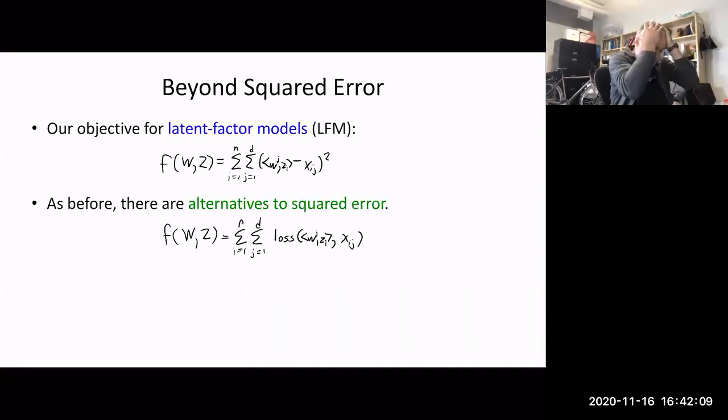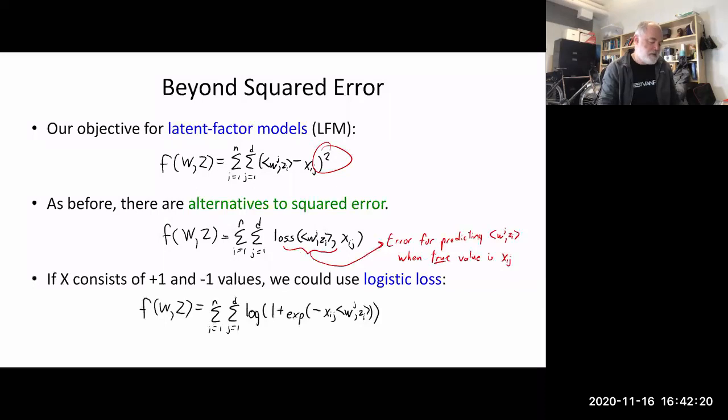okay. So we've got our objective for latent factor models, linear latent factor models in particular. As before, we can replace this loss with all kinds of different things, right? The loss is basically just the error for predicting this inner product, that's our x hat ij, when the true value is xij. So if we have binary data, +1, -1, we could use a logistic loss here, right? If we have count data, we could use a loss based on a Poisson likelihood, so on and so forth, right? Ordinal data will show up when we do recommender systems and that sort of thing, okay?